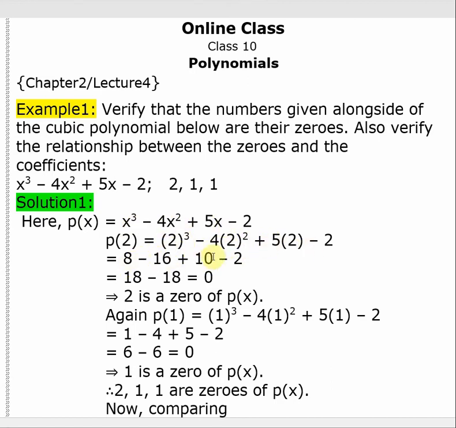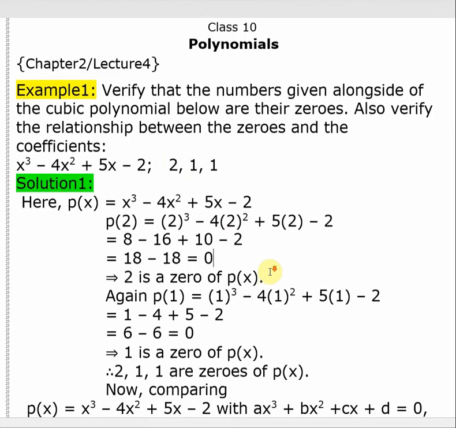Now 2 cube is 8, 4 into 2 square is 16, 5 into 2 is 10, and minus 2. That is 18 minus 18, which is 0. That means P of 2 is 0. Hence we can say yes, 2 is a zero of polynomial P(x). So 2 is verified, it is a zero.